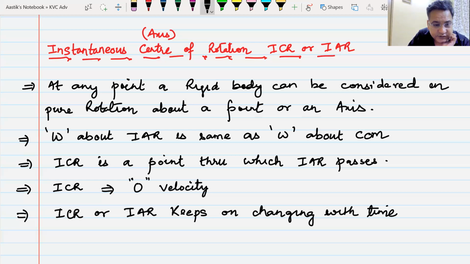Everyone got this? Yes or no? Yes. Now, the question comes: how are you going to locate this instantaneous center or instantaneous axis of rotation?